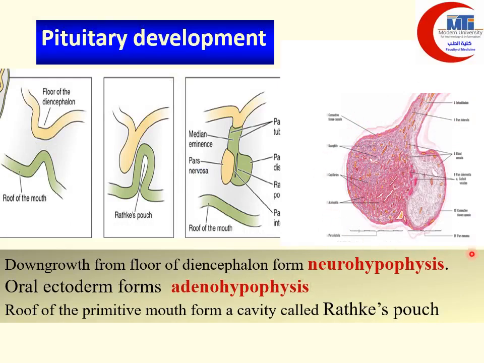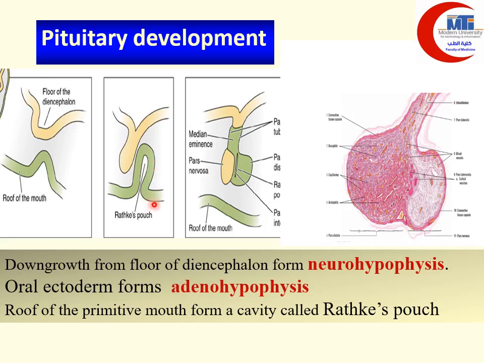As we studied, the pituitary gland is formed of two parts, neurohypophysis and adenohypophysis. Neurohypophysis or posterior part and adenohypophysis or anterior part. The pituitary gland developed from two parts. The posterior part developed from the floor of the diencephalon. The floor of the diencephalon descends downward to form the neurohypophysis, and the roof of the mouth forms the adenohypophysis.